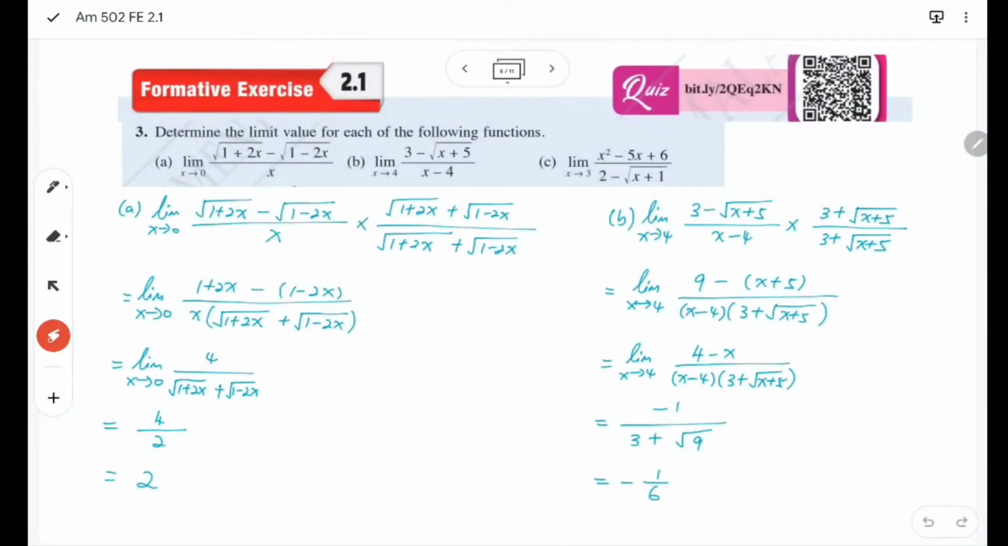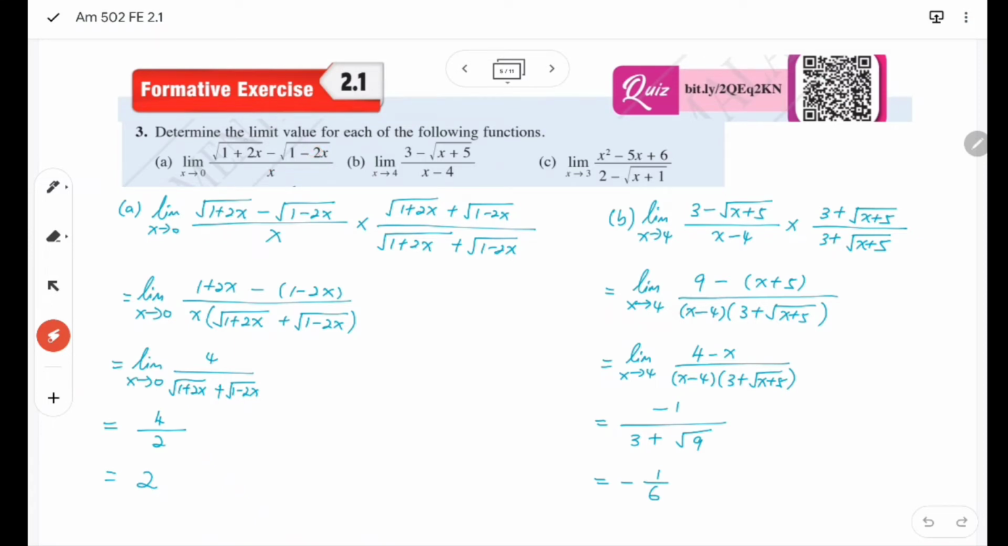Question number 3. Determine the limit value for each of the following functions. A. Limit when the square root of 1 plus 2x minus the square root of 1 minus 2x divided by x. So we see irrational numbers here. When we substitute x equals 0 inside, we get 1 minus 1 divided by 0. So we get 0 over 0, which we cannot determine the value.